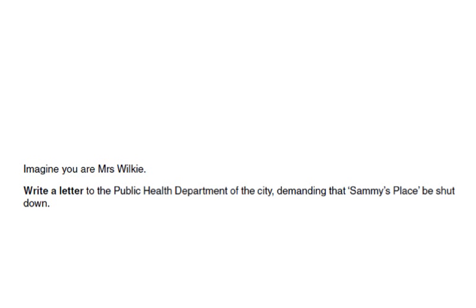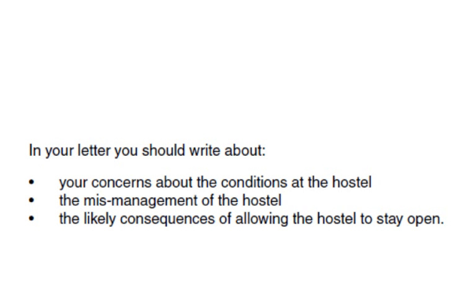The next thing is the bullet points, and these are the critical bit. I think in this piece of writing you should aim to write 3 paragraphs, 1 for each bullet point, and try to make sure that each paragraph begins with a reference to the bullet point. Use the phrase from the bullet point to show that you've understood it. Use a phrase like, I am concerned about the conditions of the hostel, or the mismanagement of the hostel was clear to see, or the consequences of allowing this hostel to stay open are the following.